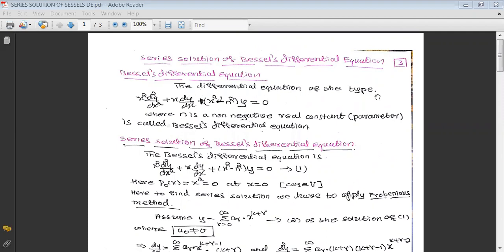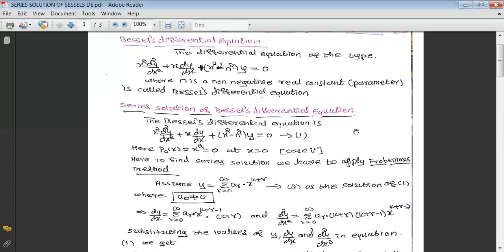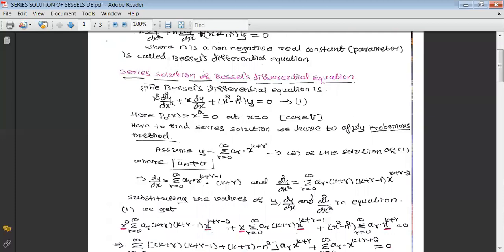The differential equation of the type x squared d squared y over dx squared plus x dy by dx plus (x squared minus n squared) y equals 0, where n is a non-negative real constant, which is also referred to as the parameter, is called Bessel's differential equation. Now let us concentrate on how to find the series solution of a Bessel's differential equation.